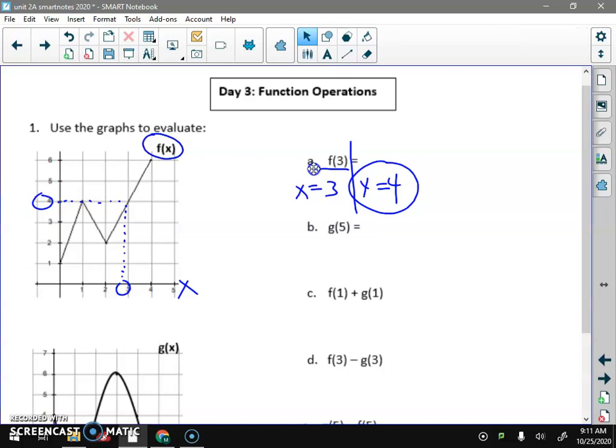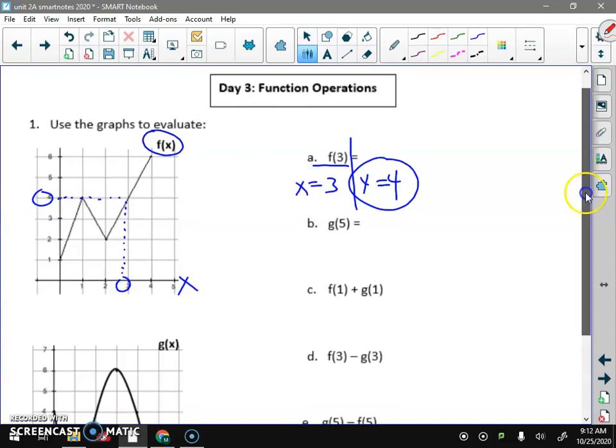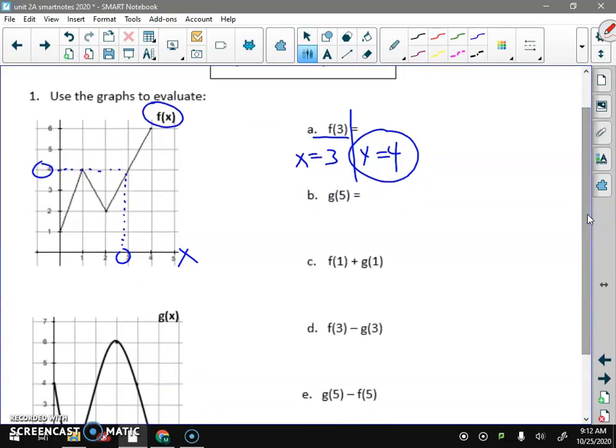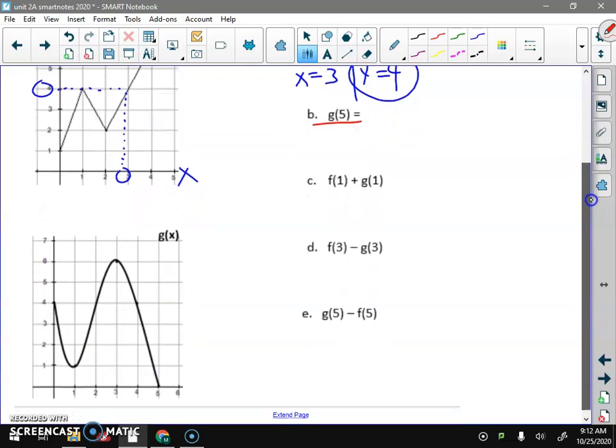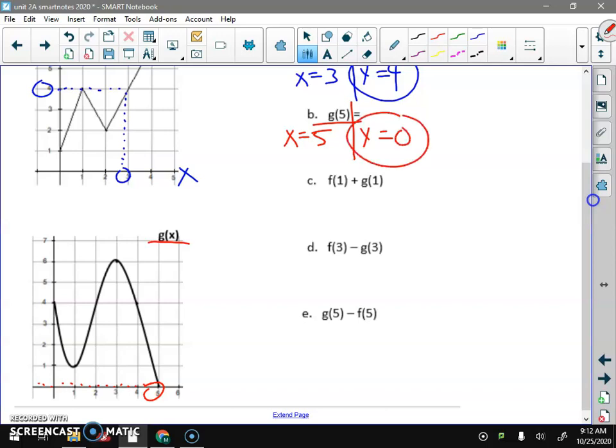Let's do it again. Now it's G, so we have to be careful. Let's do G in red. G of 5, we're going to go down to the G graph. Again, draw the great wall: x equals, y equals. Find 5. It's right there. I don't have to go up any. Where am I? I am at 0. Circle it.